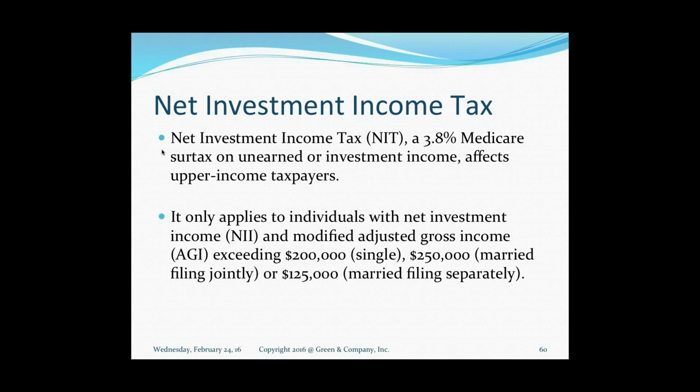3.8% Medicare surtax on unearned or investment income affects upper income taxpayers. It only applies to individuals with net investment income, NII, and modified adjusted gross income exceeding 200,000 single, 250,000 married. So if you are a full-time trader, all your income is investment income from trading, and you make 300,000 and you're single, well, you're over the AGI threshold of 200,000 by $100,000, so you pay $3,800 of the Medicare surtax.